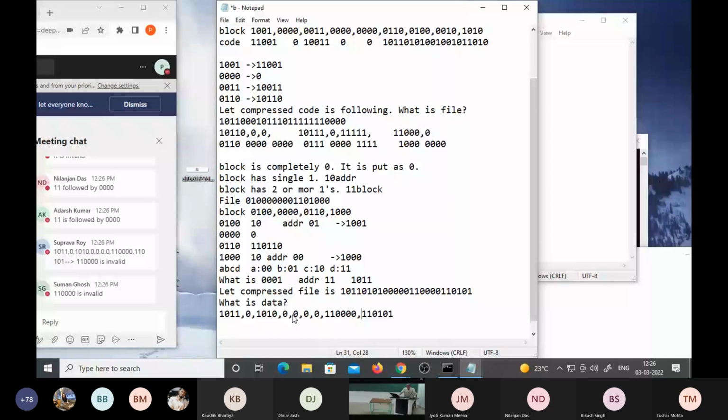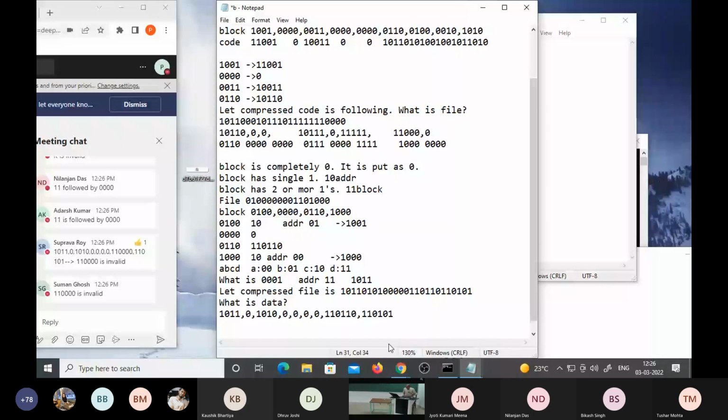Now, we shall further proceed. Suppose this would not have been the case. Suppose this would have been 1, 1. In that case, what would have been the case? Tell me.